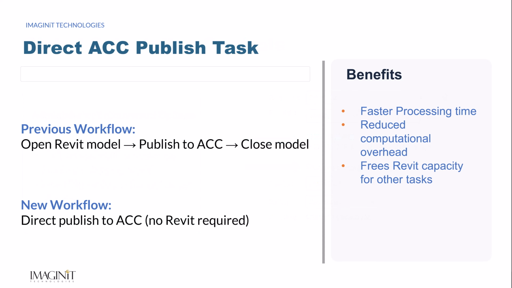Next up is direct ACC publish task. Previously in Clarity, publishing to ACC meant opening Revit, running the publish operation, then closing it, every time. This new task eliminates Revit entirely from the equation. You schedule your publishes, daily, weekly, whatever your workflow needs, and they run directly without ever launching Revit.